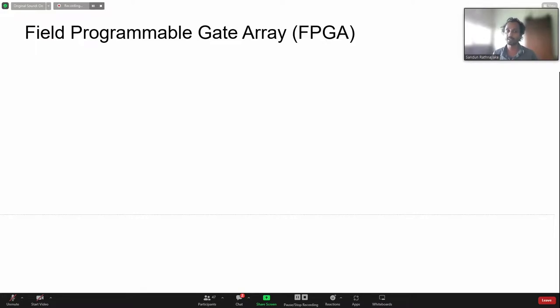The hardware is already made. People still code using a hardware description language. That logic gets converted to a gate level representation, which is mapped to the FPGA. Normally FPGA vendors provide a software tool, for example Xilinx, one of the major companies, now acquired by AMD.